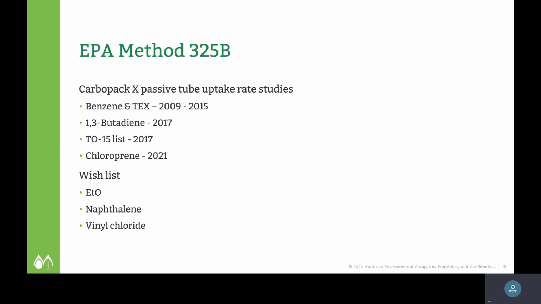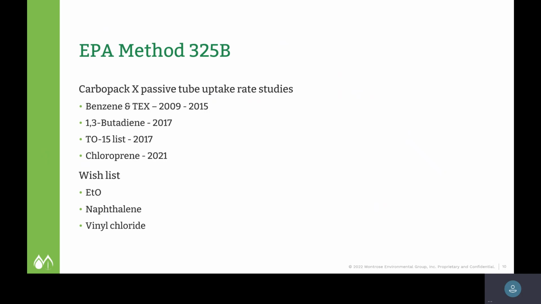But in talking to EPA, they have a specific wish list. They have a lot of wish lists, right? But ethylene oxide, we've all heard about ethylene oxide, right? So that's something that they're very interested in having done. Like 1,3-butadiene, it's a pretty high vapor pressure compound, and it's not really an ideal candidate for passive tubes because it's reactive and has high vapor pressure. It really needs to be trapped in a derivatization or altered kind of method.